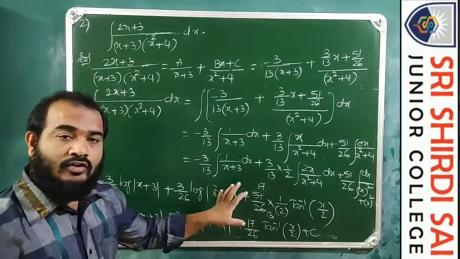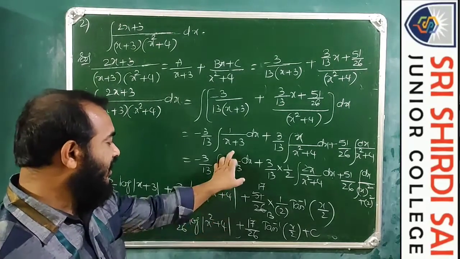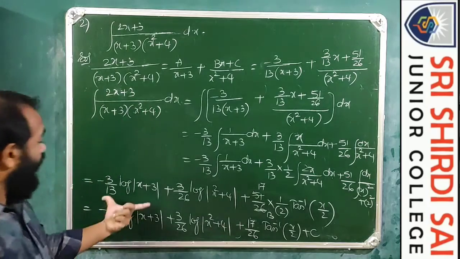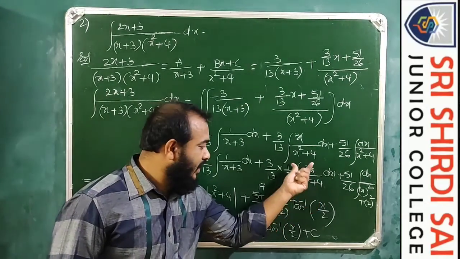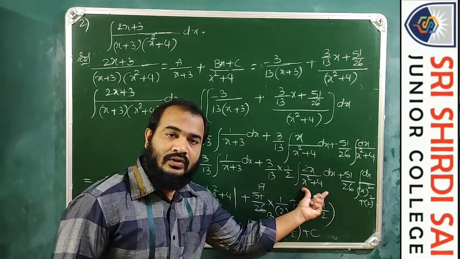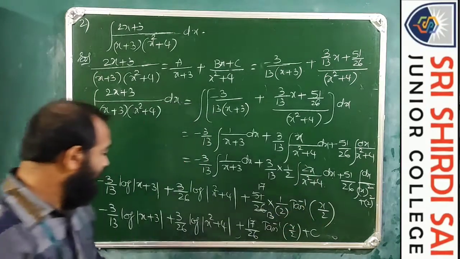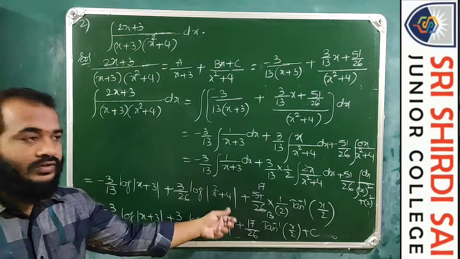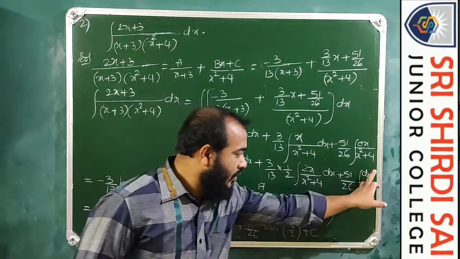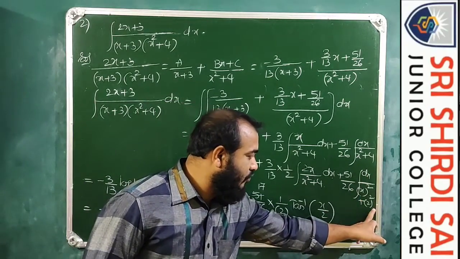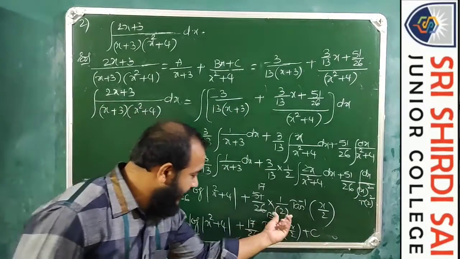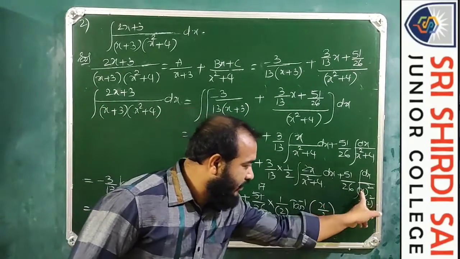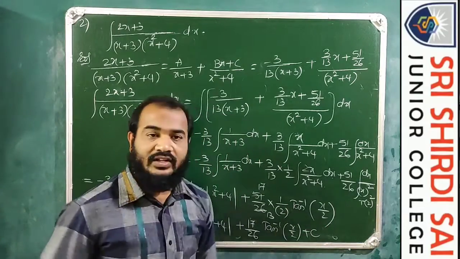So the formulas used here are: integral 1 by x dx is log mod x; integral f dash x by f of x is log mod f of x. This is the result, and this is 1 by (x square plus a square): integral 1 by (x square plus a square) dx is 1 by a tan inverse x by a, x by 2, plus constant of integration C.